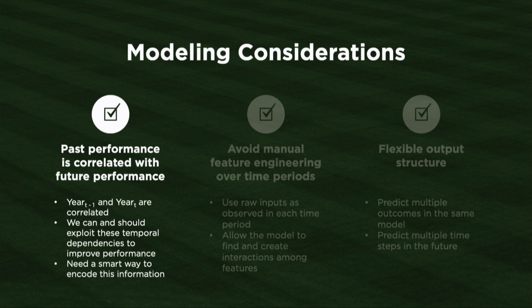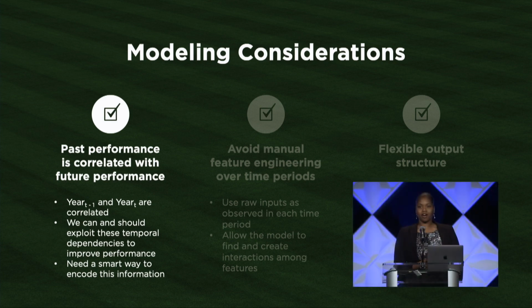First, we know that there is a very strong correlation between past performance and future performance. So data from one year to the next are highly correlated, and so we should have some sort of smart way to encode these temporal dependencies and exploit them if possible.